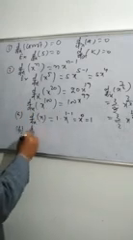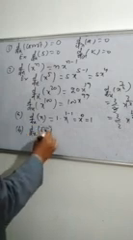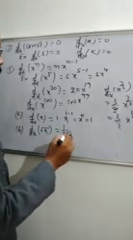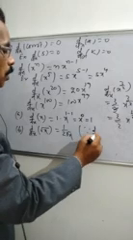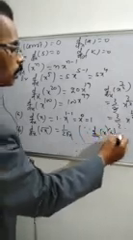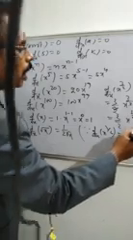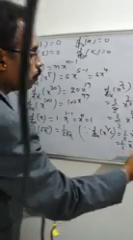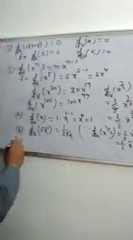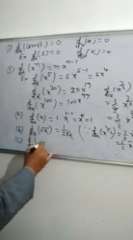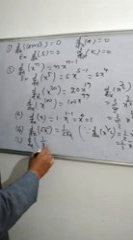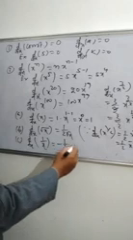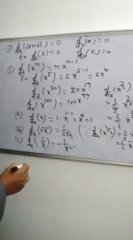Next, the derivative of root x, a very important and useful formula. The derivative of root x is equal to 1 by 2 root x. How? Root x is x to the power half, so half into x to the power half minus 1, that is 1 by 2 x to the power minus 1 by 2, that is 1 by 2 root x. Similarly, the derivative of 1 by x: we can write x to the power minus 1, and then easily the derivative of 1 by x is minus 1 by x square.